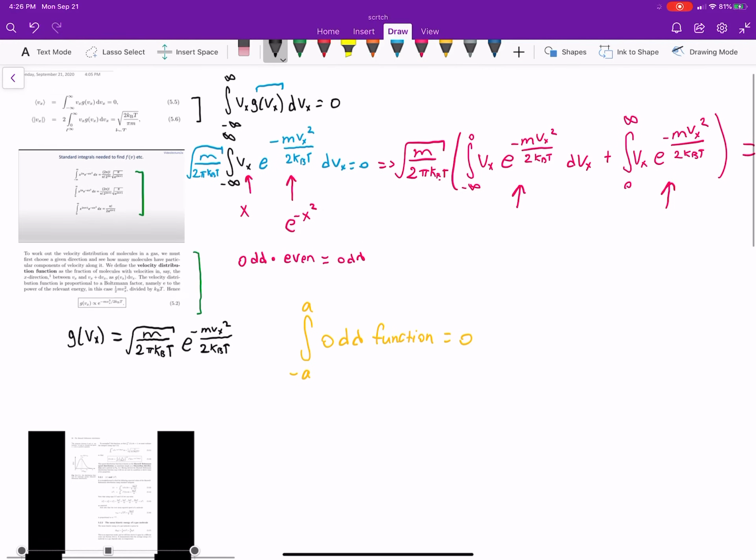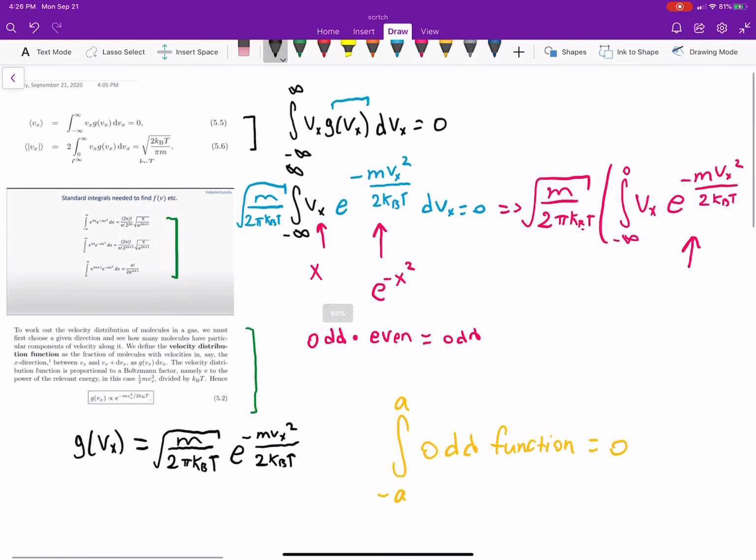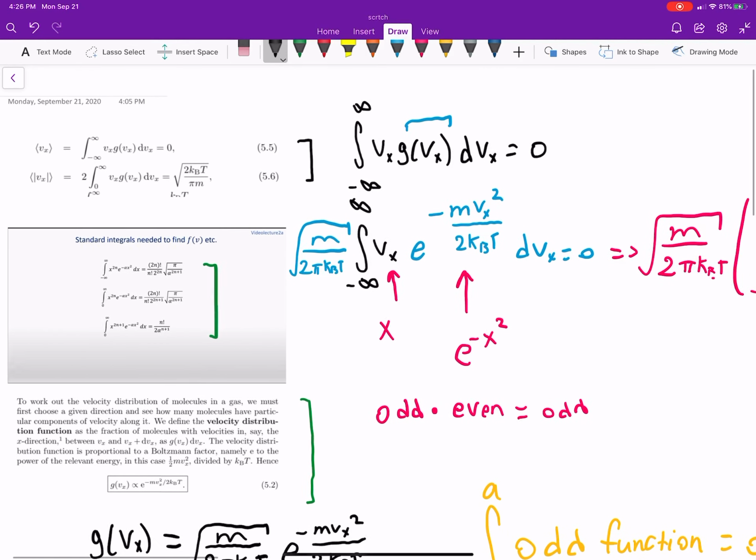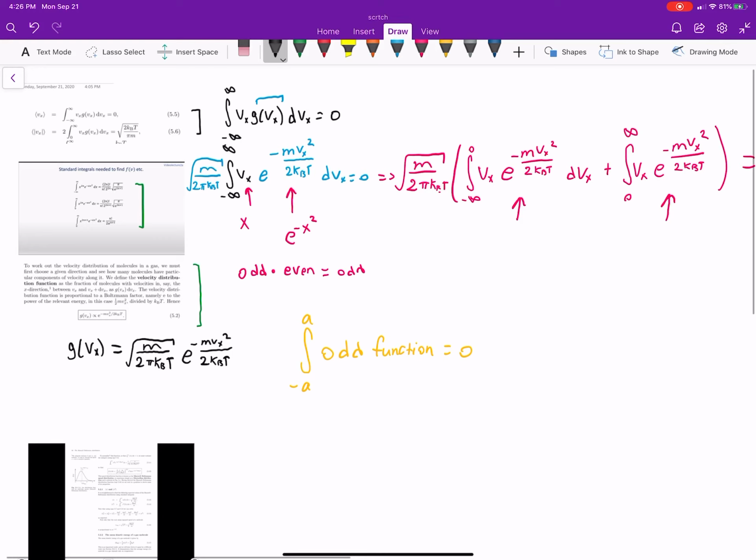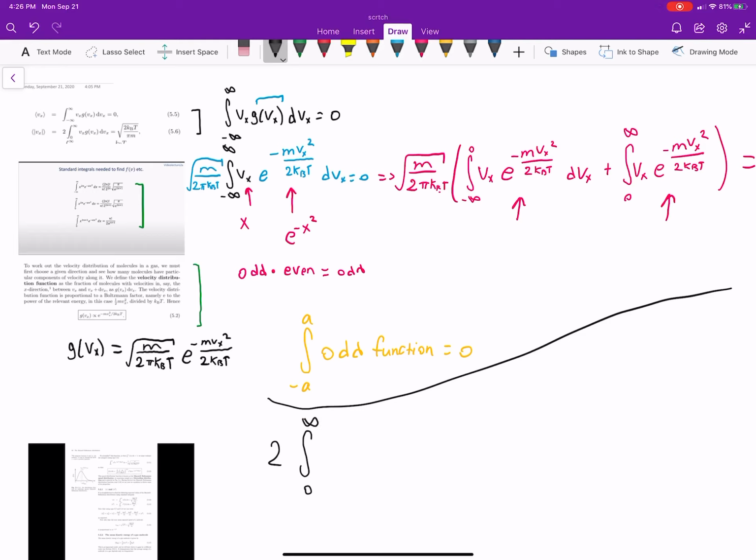Okay, I had to grab the other part of the book for the last one that we're trying to prove. But the second one we're trying to prove is 5.6. So I'm just going to write it out. 2, the integral from 0 to infinity of Vx g of Vx dVx is 2 times the square root of kBT divided by pi m.